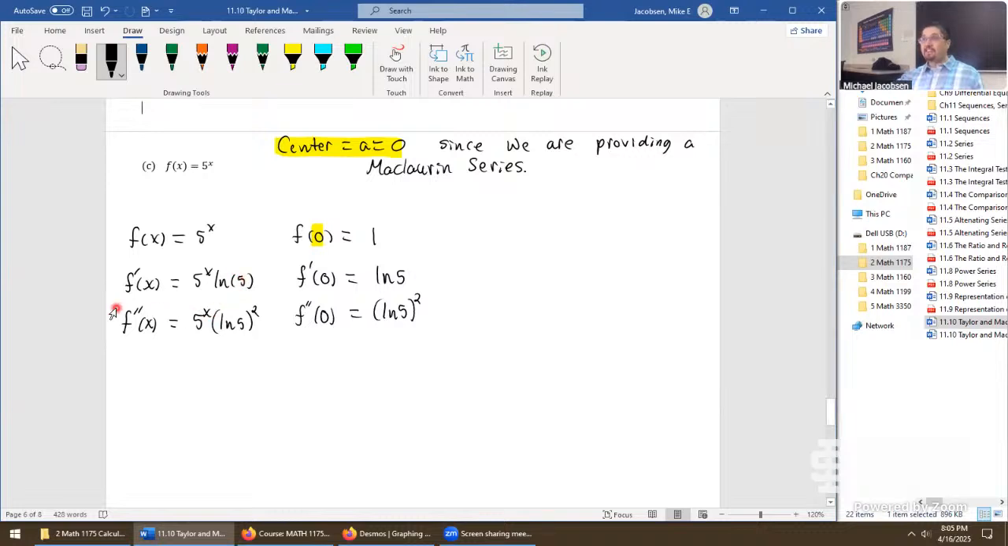This is starting to exhibit a pattern. Let's do one more derivative. We did the fifth order derivative on the last problem, but I think the third order derivative should do it for us. The third derivative of f at x is 5 power of x times natural log 5 squared times natural log 5 again from the original derivative of 5 power of x. So we just get natural log 5 cubed this time. So the third order derivative at the center 0 is natural log 5 power 3. There's pretty much a pattern looking at us right here.